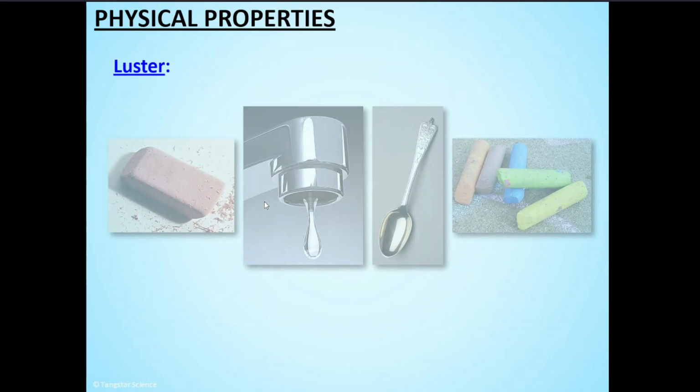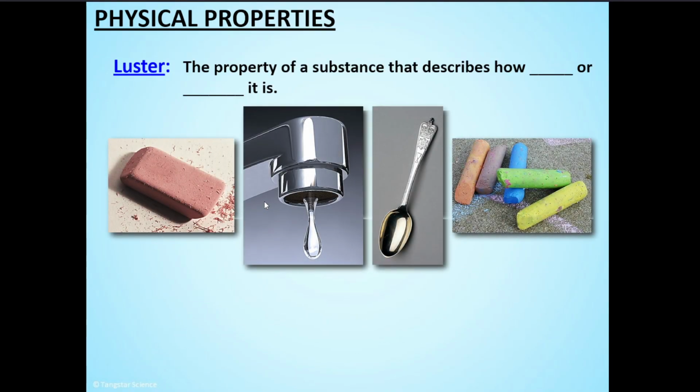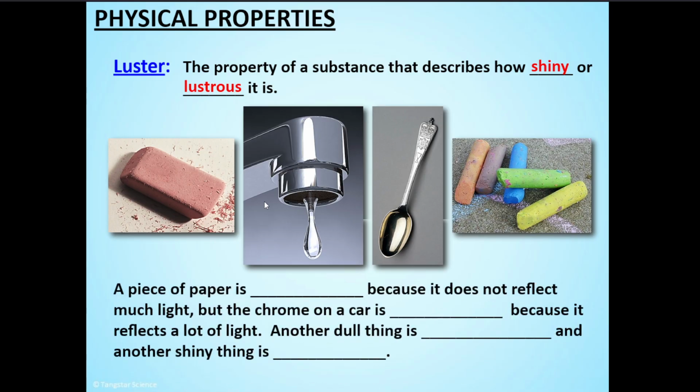All right, luster. Luster describes how shiny or dull it is. So a piece of paper is dull because it doesn't reflect light very well. But the chrome on a car is shiny because it reflects a lot of light. Another dull thing would be an eraser, and another shiny thing would be a spoon, a stainless steel spoon.